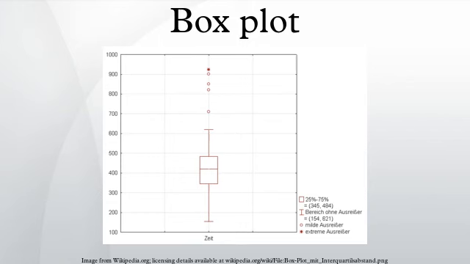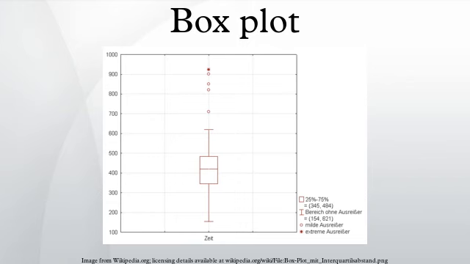In descriptive statistics, a boxplot or box plot is a convenient way of graphically depicting groups of numerical data through their quartiles. Boxplots may also have lines extending vertically from the boxes indicating variability outside the upper and lower quartiles, hence the terms box-and-whisker plot and box-and-whisker diagram. Outliers may be plotted as individual points.